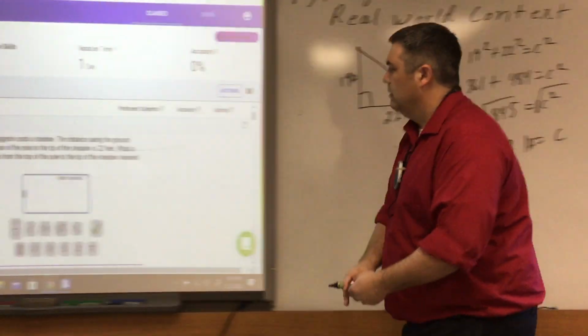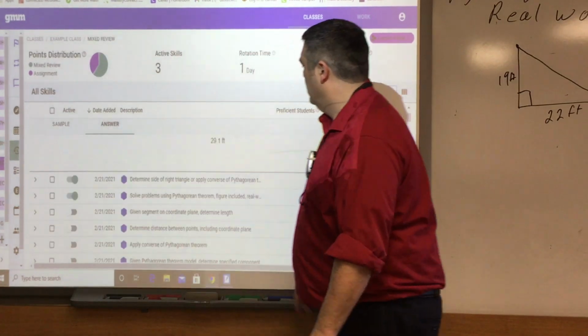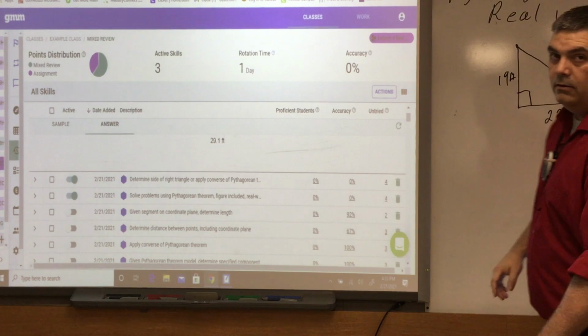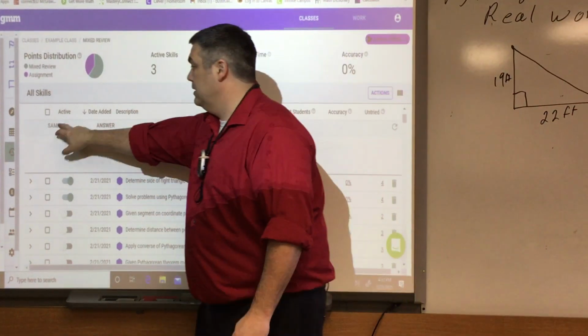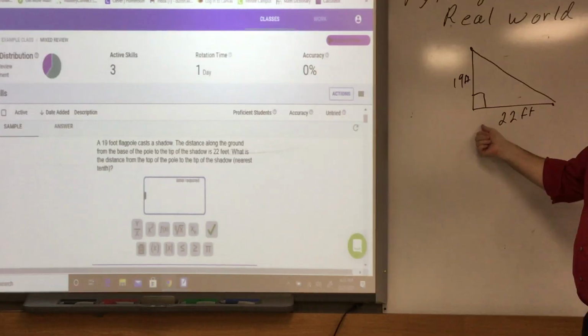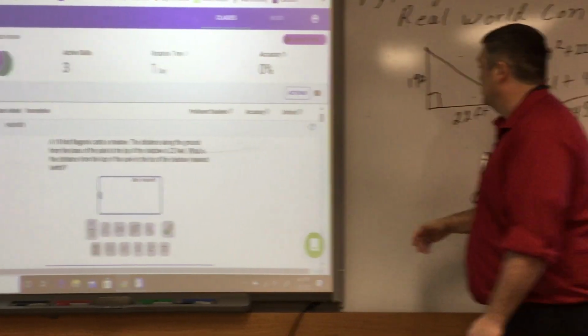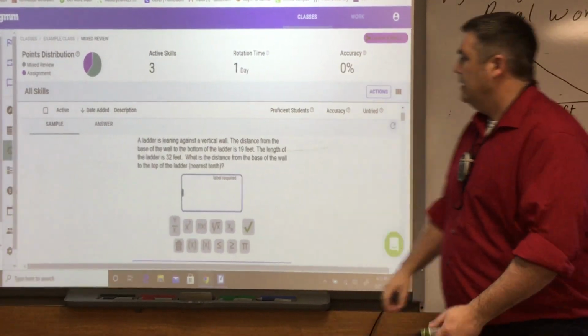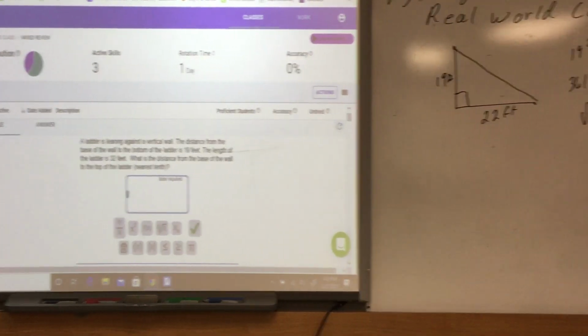29.1 feet. Now we're going to check the answer here. 29.1 feet. When I read this, I'm reading it for content. I'm making sure that I can draw this. I'm not going to try and do this without drawing it because I might make a mistake. A ladder is leaning against a vertical wall.